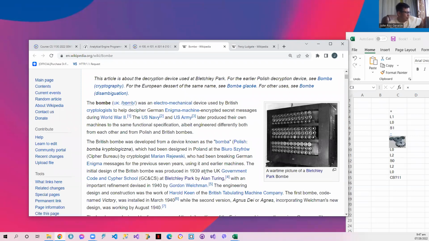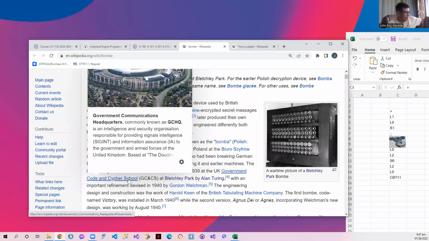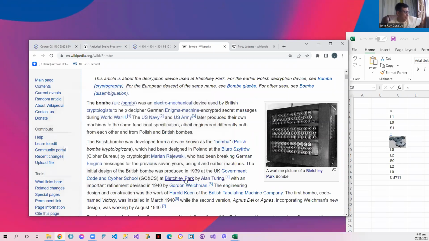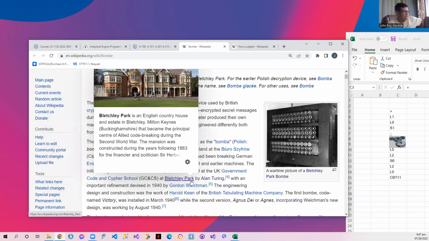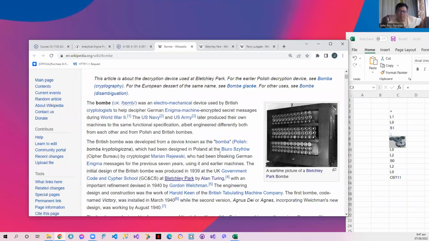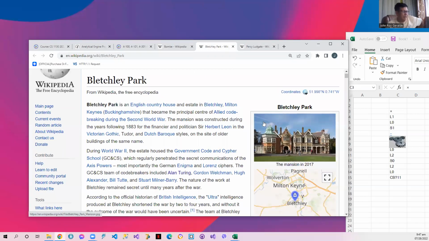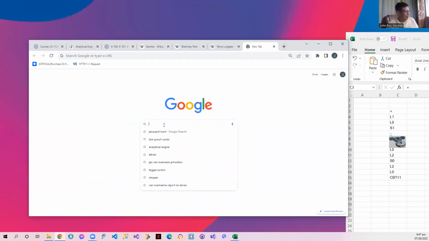The initial design of the bomb was produced in 1939 at the Code and Cipher School at Bletchley Park by Alan Turing. So the main design was accredited to Alan Turing. What is Bletchley Park? Bletchley Park is a secret place designated by the British military where important researches were done. Especially during that time, one of the most important researches was hacking the Enigma code. Do you know what the Enigma machine is?